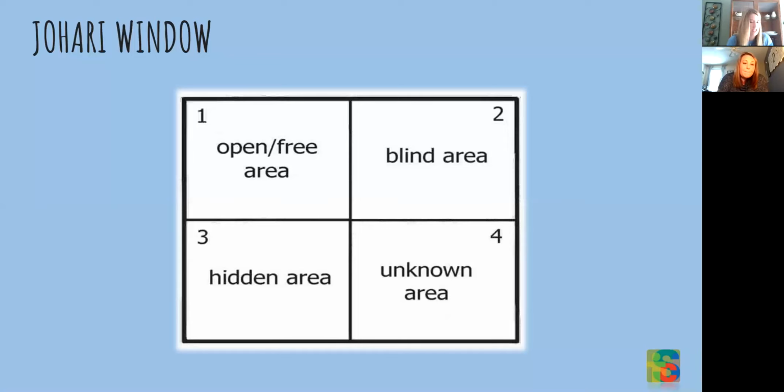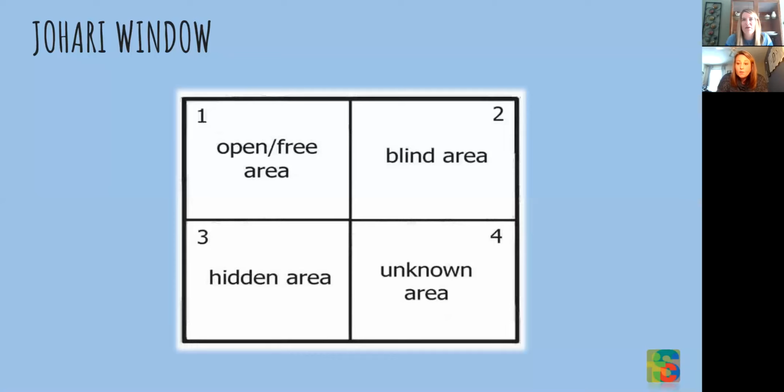Think of that as like your public self. So it's what you know about yourself, but it's also known by other people. So that's pretty open. It's things I know about myself, other people know about me. That's kind of like your public self. And so start thinking about some of those things.